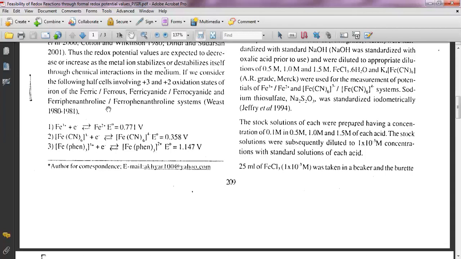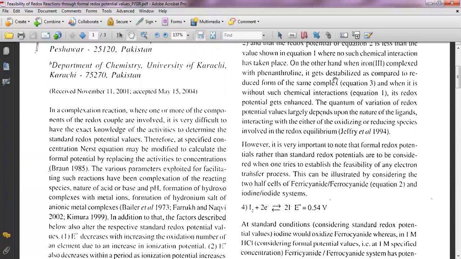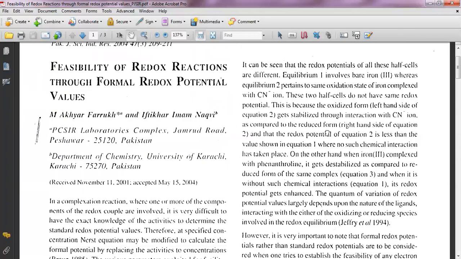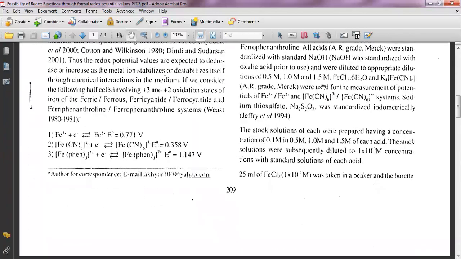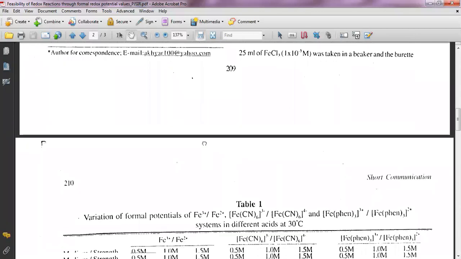So if you compare with the standard oxidation state, in all three examples the metal oxidation state is the same in all three half cells, but they have different redox potential values. The reason is already explained over here. You can also read the statement that I have explained to you.